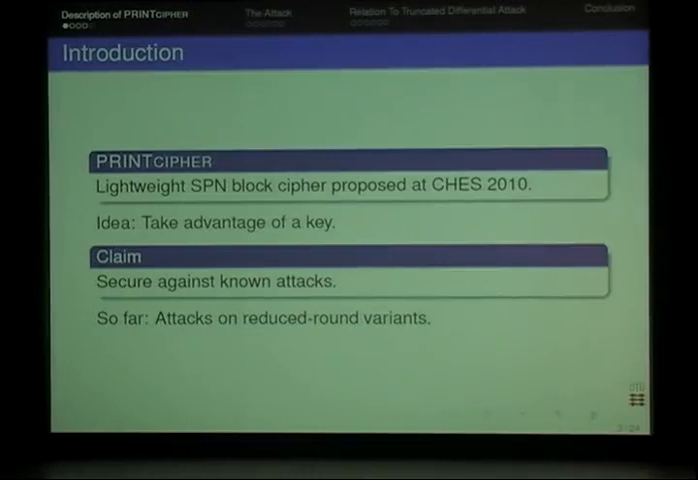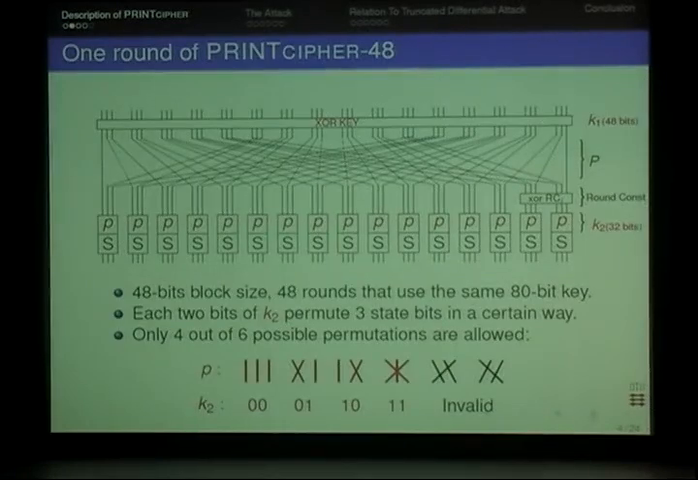And it's also in the CHES paper, it was shown that it seems that PrintCIPHER is resistant against standard attacks like mainly linear and differential attacks. And so far, there have been attacks on reduced round versions of the cipher. So this is how one round of PrintCIPHER 48 looks like. There are two versions, PrintCIPHER 48 and PrintCIPHER 96, but I'm going to focus on PrintCIPHER 48 only in the talk. So it's a 48-bit block cipher with 48 rounds and an 80-bit key. And the main point is that this 80-bit key is the same in each round. So the round functions are identical, including the key, up to a round constant.